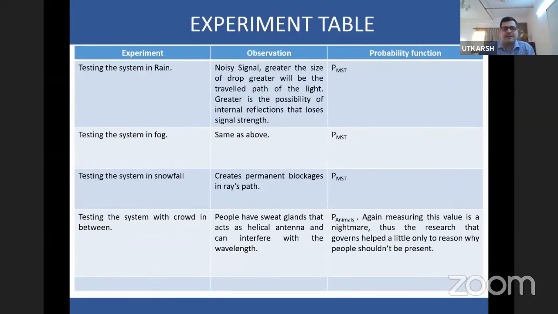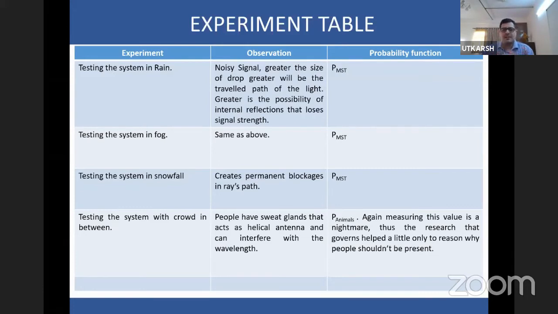The other experiment we conducted was testing the system in rain. One of the other participants also told about power problems in rain. So here we are experimenting with the communication in rain, and we were able to do the experiment, so no problem with the batteries. The observation was a noisy signal. The greater the size of the drop, the greater the travel path of the light, so there is a greater possibility of internal reflection that loses signal strength. Basically, if the droplet size is greater, there is more chance of internal reflections of the EMR spectrum. All of this is governed by the P of MST, which is multiple scattering theory.